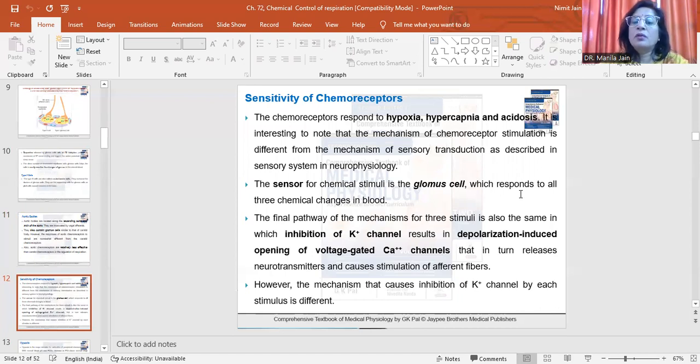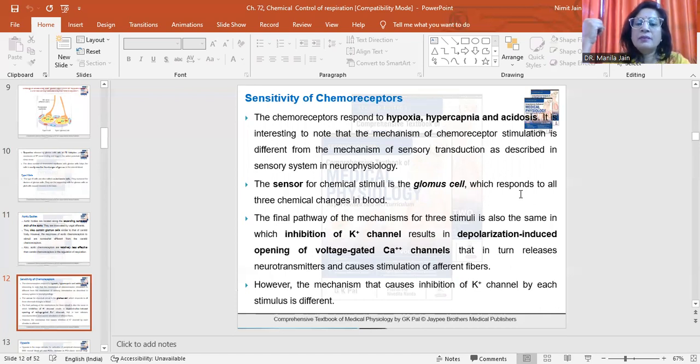The final pathway of the mechanism for the three stimuli is also the same: inhibition of the potassium channel results in depolarization-induced opening of voltage-gated calcium channels, which in turn releases neurotransmitters and causes stimulation of afferent fibers.